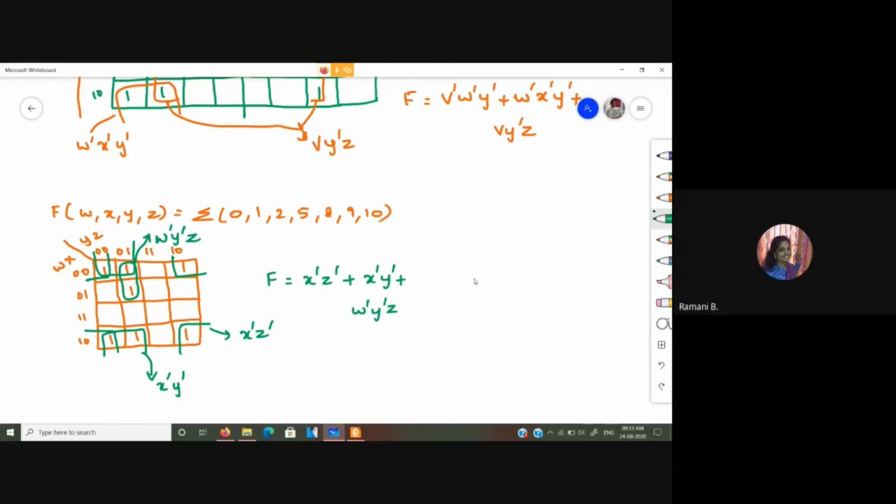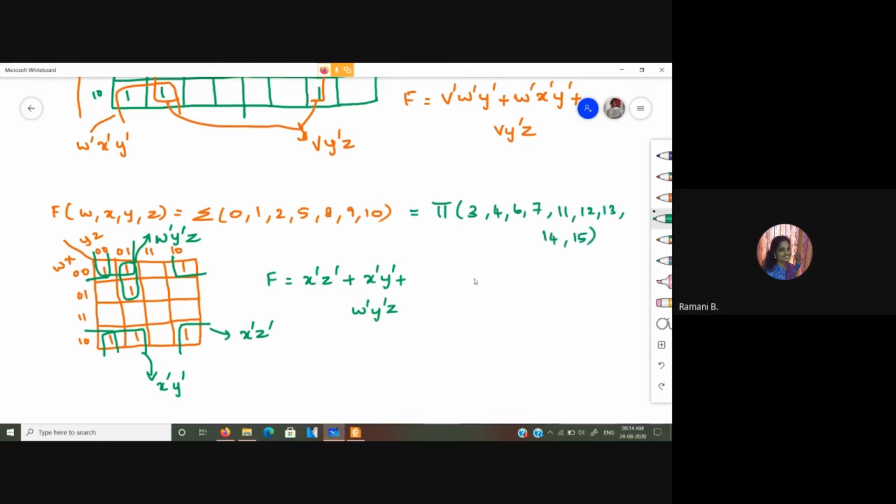Now, with the product of max terms, we know we give this as pi of all the remaining terms, that is 3, 4, 6, 7, 11, 12, 13, 14 and 15.